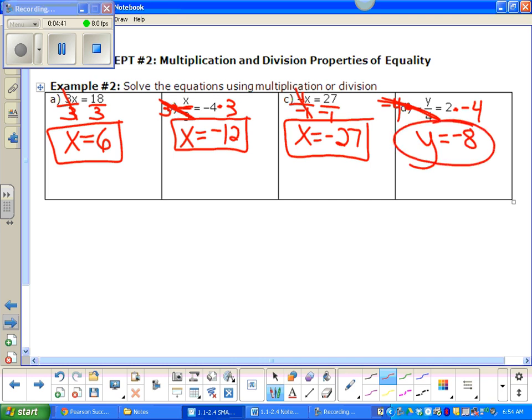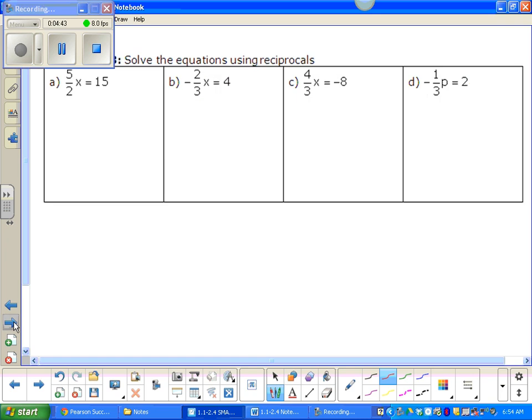Our last example deals with fractions. If you ever have a fraction that you need to solve an equation, instead of dividing the fraction, which is hard to do without a calculator, we multiply by the reciprocal. Remember, the reciprocal means to flip your fraction around. So for the first example, the reciprocal of 5 halves would be 2 over 5. So to solve this, I'm going to multiply both sides by 2 over 5.